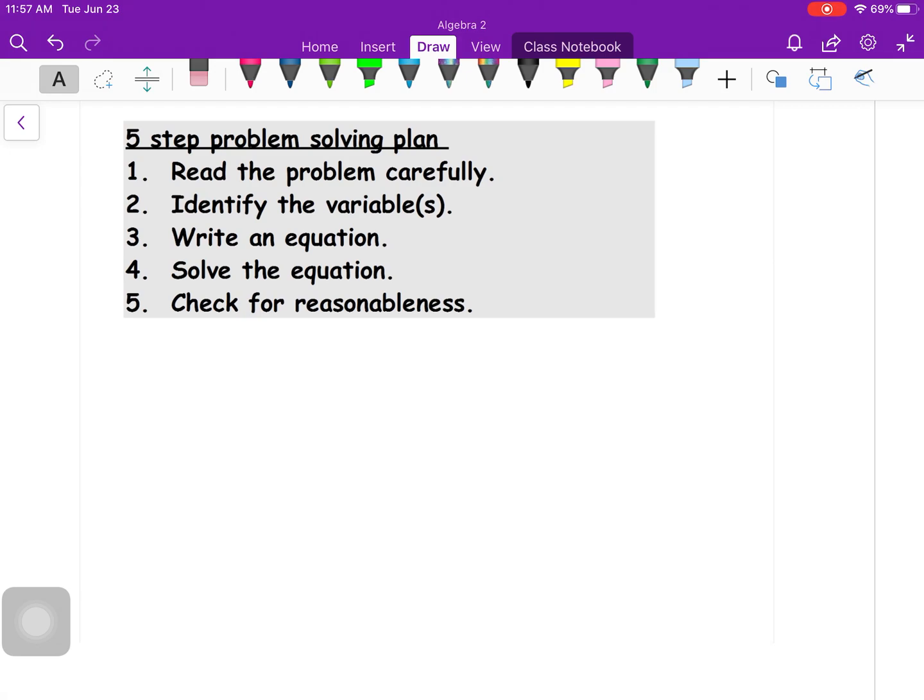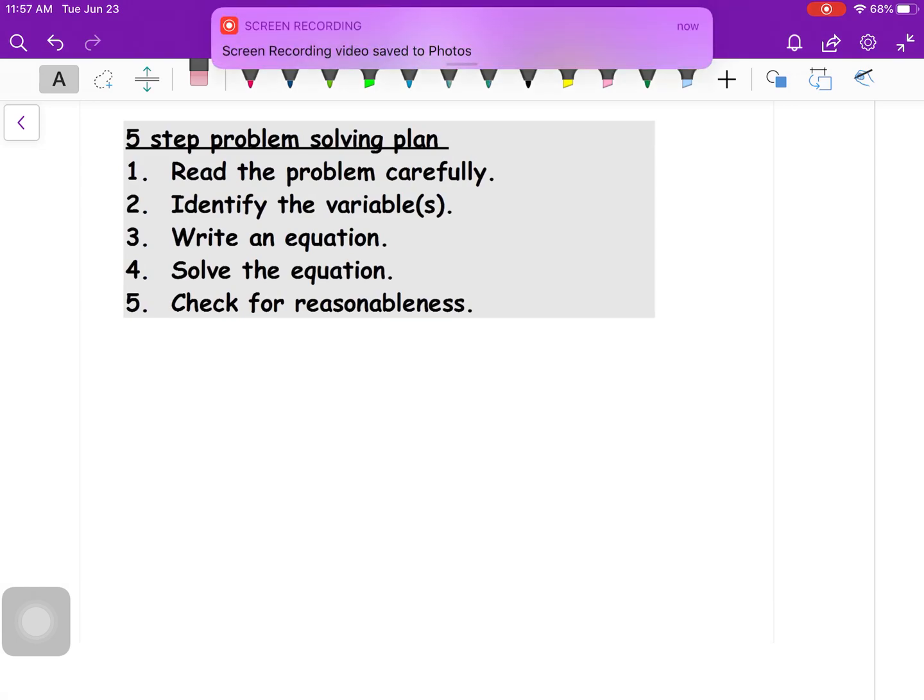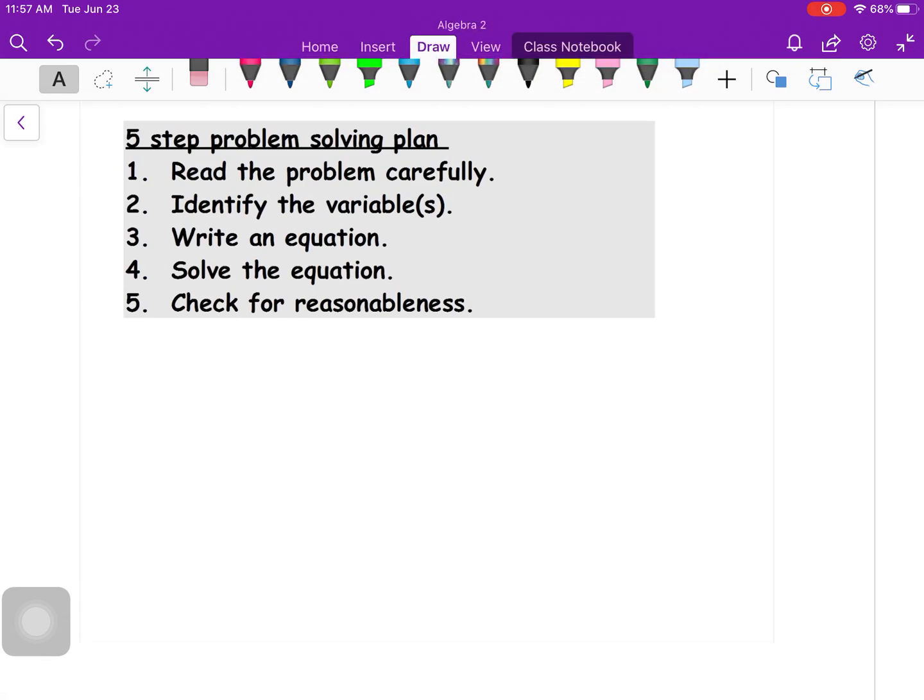Now I'd like to show you how you go about doing story problems, or I call them real life situations, using systems of equations. So first we're going to follow a 5-step plan. No matter what, you should always read your problem carefully. After you read your problem, you should go back and identify the variables. To identify the variables, that usually comes from the question at the end.